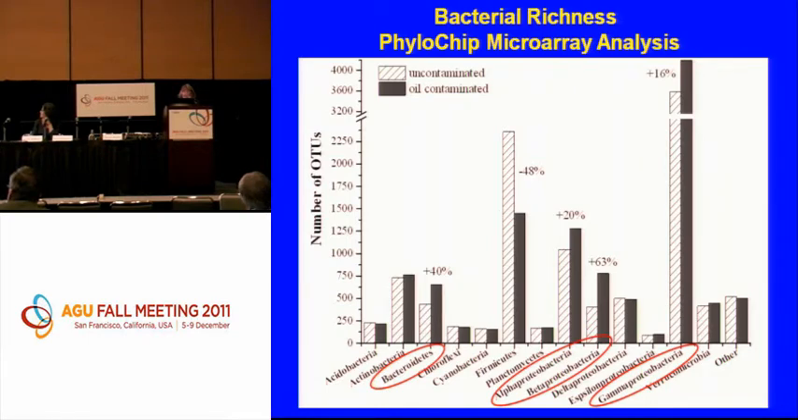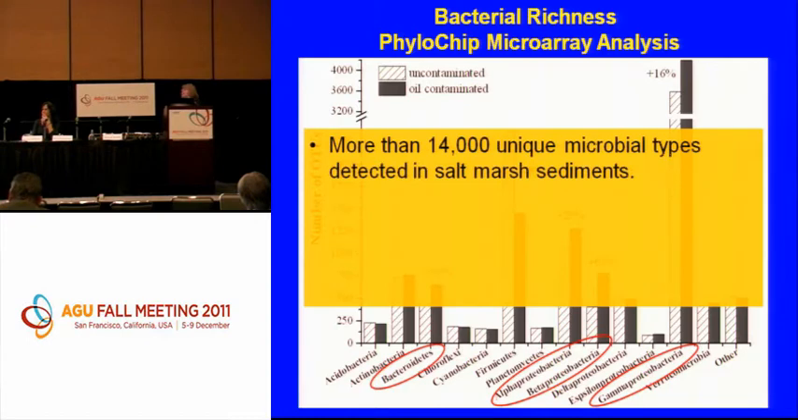And so when we analyzed our samples from this site, we find that it is very diverse microbially. There are greater than 14,000 unique microbial types found at this marsh. And this is in comparison to, say, an open ocean system where a similar test was run, and there were only approximately 950 microbial types at that site.